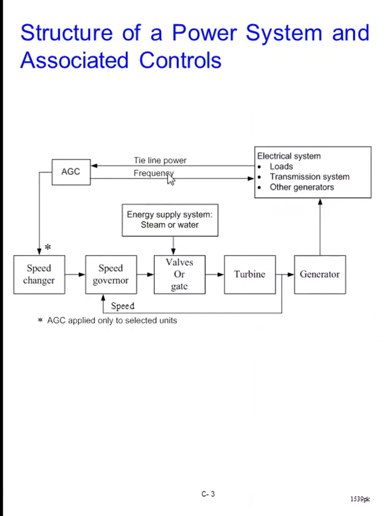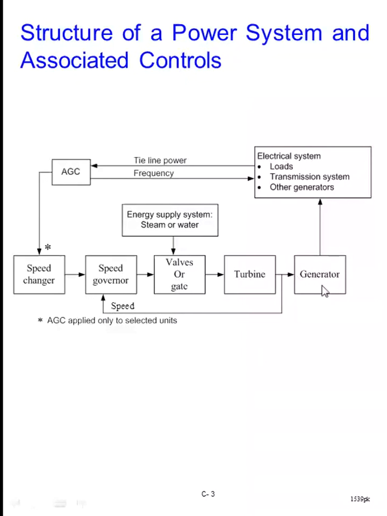Now with this slide, we have more detail. You can see the turbine, generator, the valve and gate system, the governor part, and the reference speed. From the shaft of the turbine, you have the measurement of a speed signal, given as feedback to the governor system. So this is a local speed control, local frequency control, which we call primary frequency control.